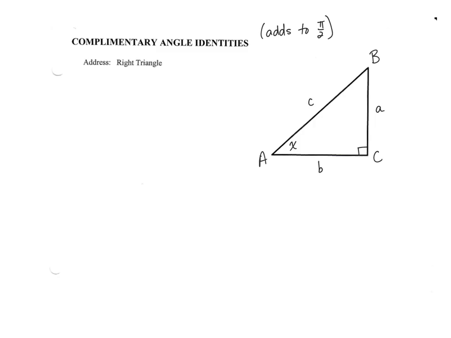so I'm going to start by just identifying my various trig ratios. So from angle X, sine of X is opposite over hypotenuse. So sine of X equals A over C, right? From this angle, opposite over hypotenuse.